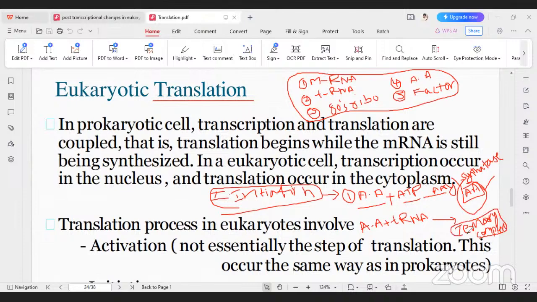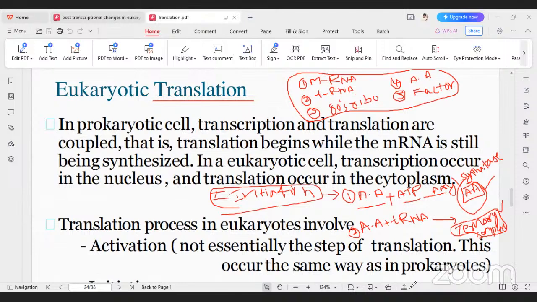Ternary complex. This is the second step. So ternary complex formation, and the third step, 43S initiation complex formation. Second, 48S initiation complex. Third, the final 80S initiation complex.